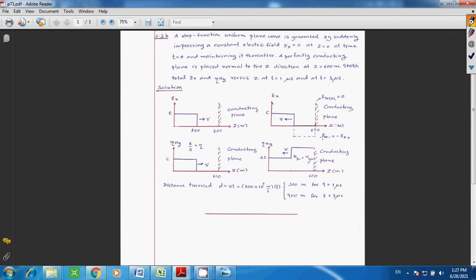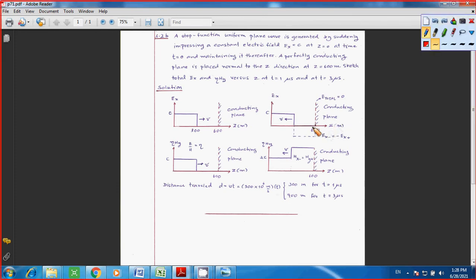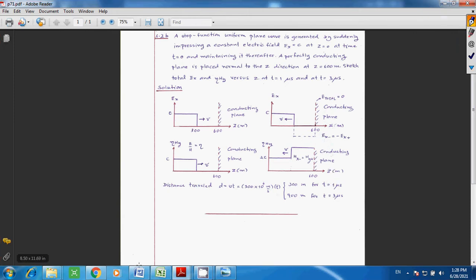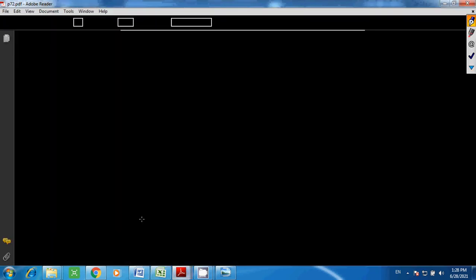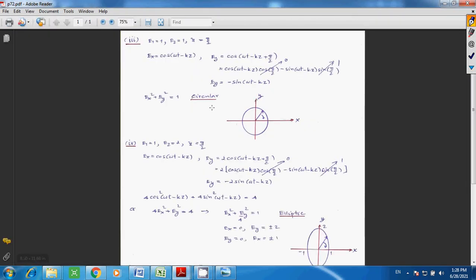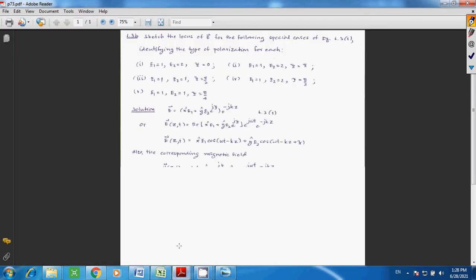So in summary, you know that for the electric field at the conducting plane, you have no electric field. Let's check what I did. Okay.